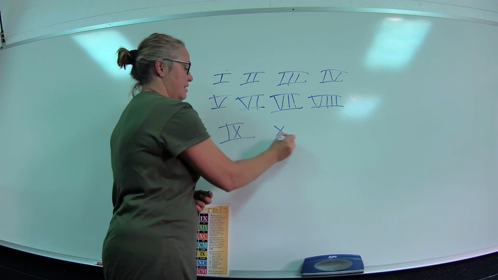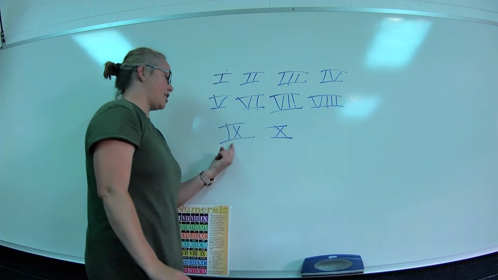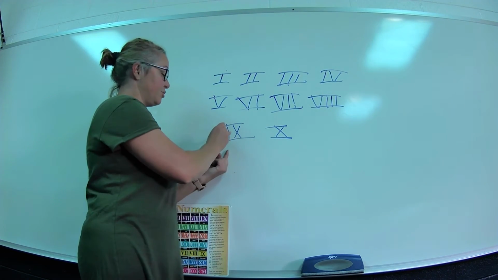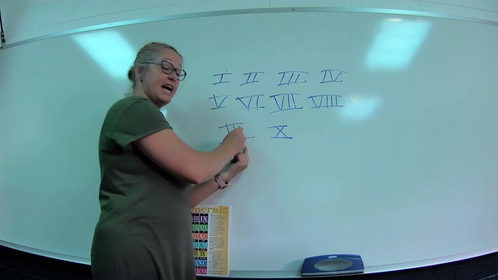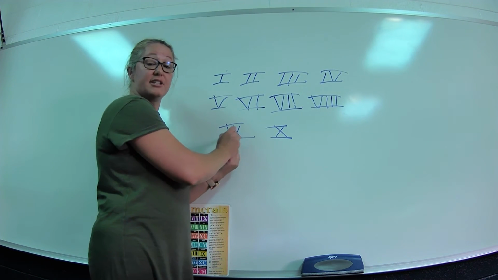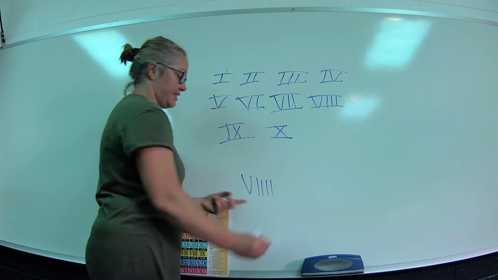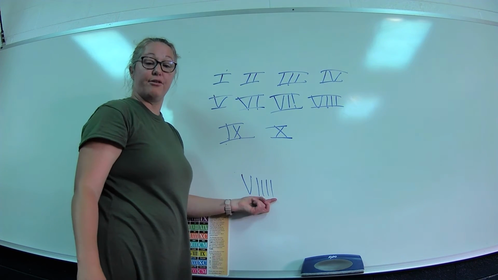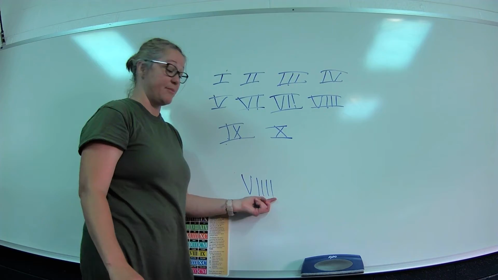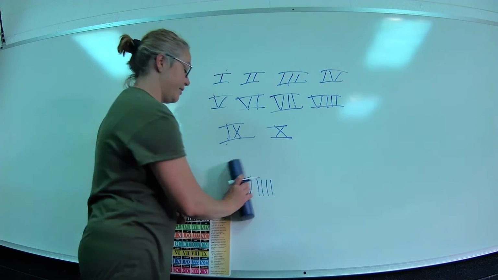9, 10. Notice also the 9 is 1 in front of the 10, so that means I had to take 10 and subtract 1. I cannot do 9 like this because I cannot have more than 3 of the same digit ahead of each other.